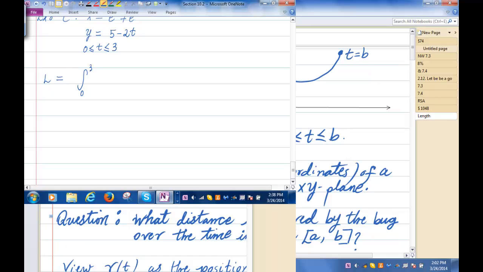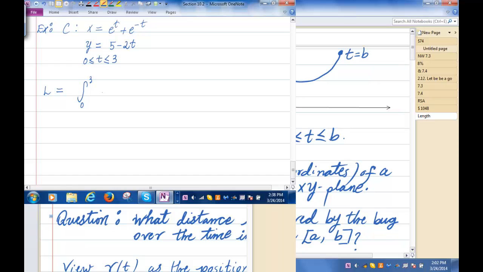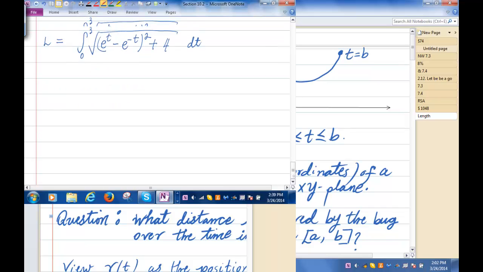Okay, what is x prime of t? e to the t minus e to the minus t, right? That's the derivative of x, and I have to square that, right? And then plus, what's the derivative of y? Negative 2, so negative 2 squared is 4. So this is what I obtain. And the integrand doesn't look nice.